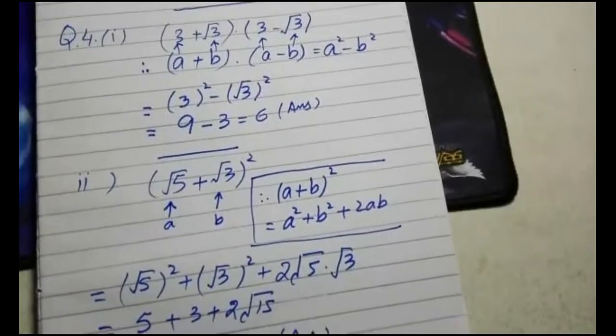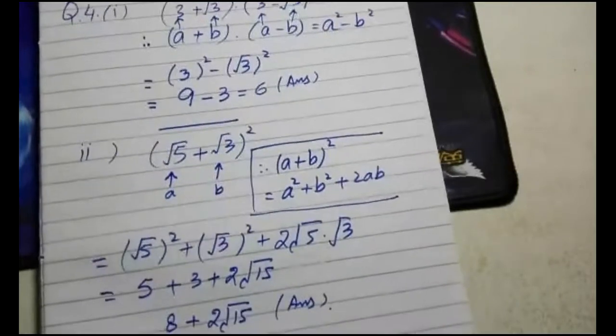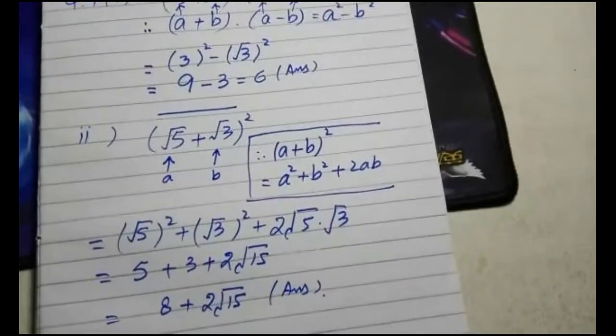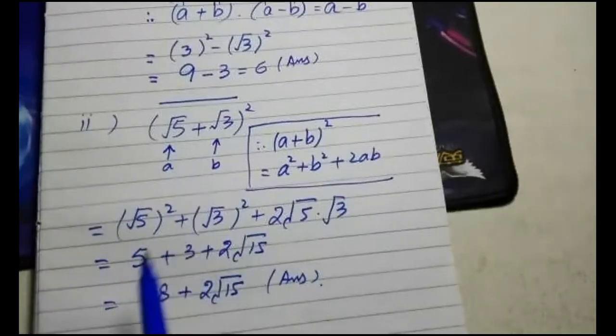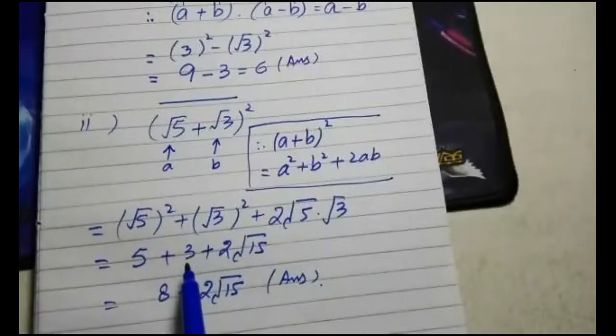Sir, can you speak a bit louder? Why can't we write this? Sir, I'm saying that instead of writing 8 plus 2 under root 15, why don't we write 10 under root 15? This is for part number 2. Okay, sir, I got your point. You are asking why we are not writing 10 times under root 15.